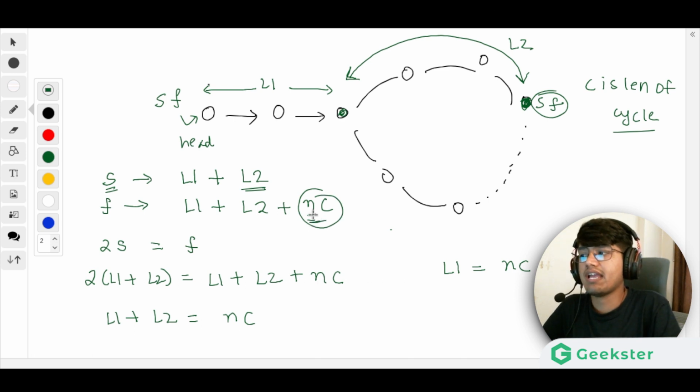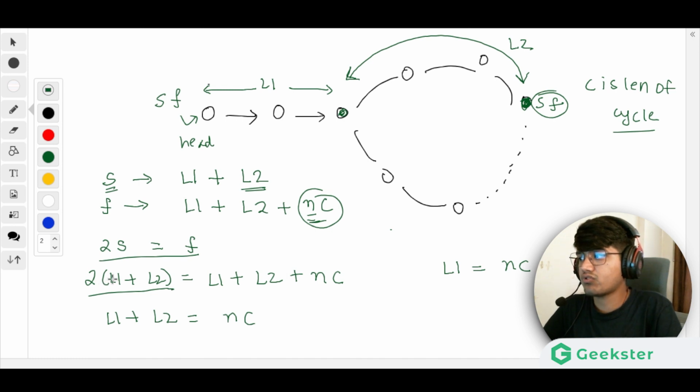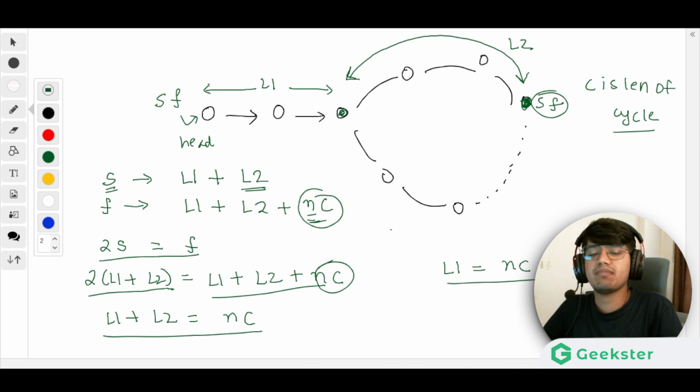What is NC? N is the number of rotations and C is the length of the cycle. So NC distance is this one. We know that 2S equals F, because the fast pointer jumps 2 positions and the slow pointer jumps only 1 position. When we equate them, 2L1 plus 2L2 equals L1 plus L2 plus NC. Then we solve that and come up with the solution that L1 is NC minus L2.